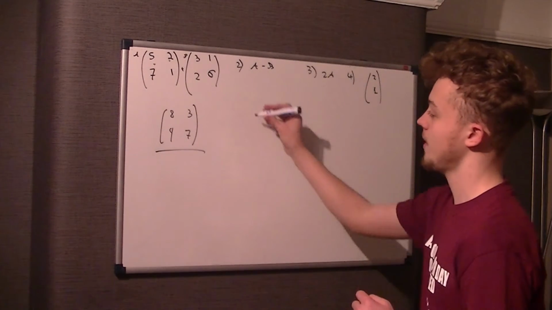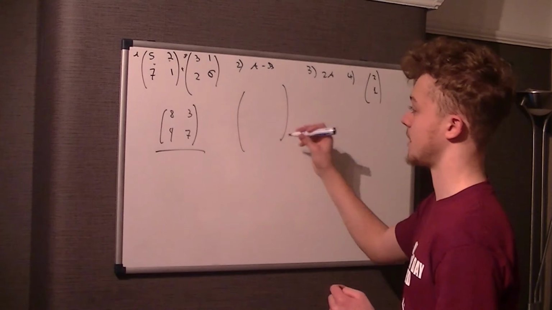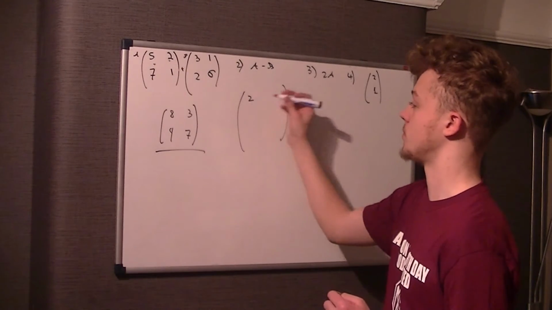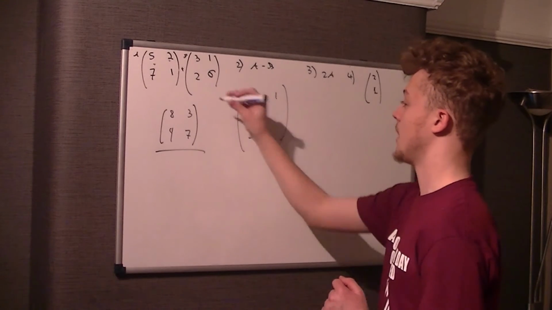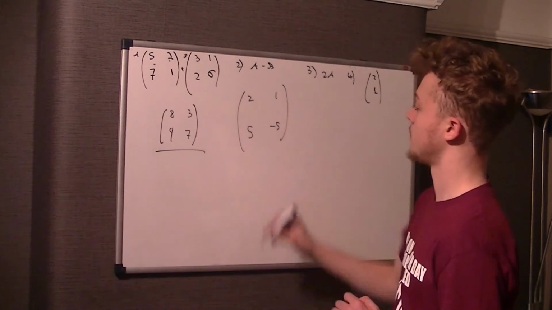Now we're going to take them away, do the same principle, but take the like terms. So 5 take 3, it's obviously 2. 2 take 1, it's obviously 1. 7 take 2, it's obviously 5. And 1 take 6, it's minus 5.